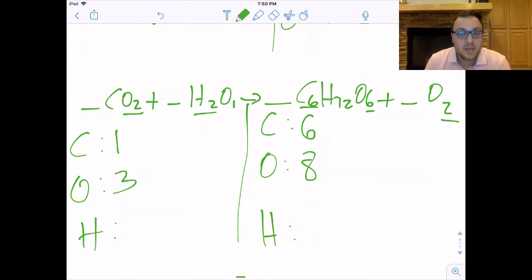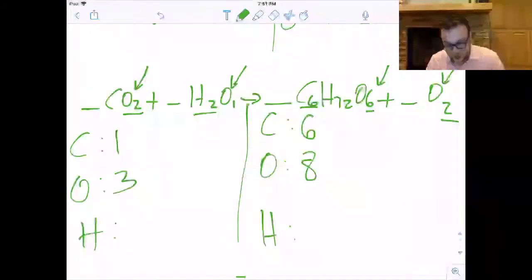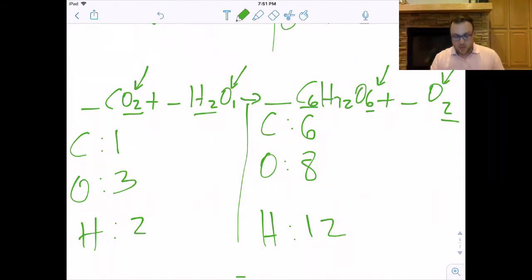So always save the oxygens and hydrogens for last. Especially save for last the ones that you have multiple appearances of on both sides. And what I mean by that is oxygen pops up twice over here and twice over there. And when that happens, you typically want to save that one for last. Hydrogens, I have 2 over here and 12 over there. So just looking at the carbons and the hydrogens, I'm going to do those first because I think the oxygens will work themselves out.